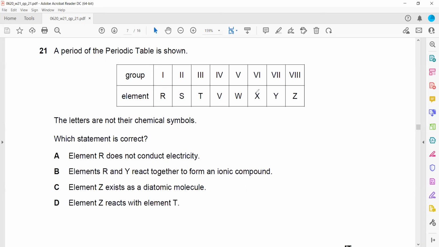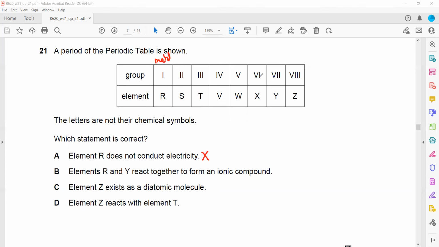So these are elements R, S, T, V, W, X, Y, and Z. The element R does not conduct electricity. That is wrong. Why? Because this will be a metal. And what is a characteristic of the metal? Metals can conduct electricity. Element R and Y react to form an ionic compound.